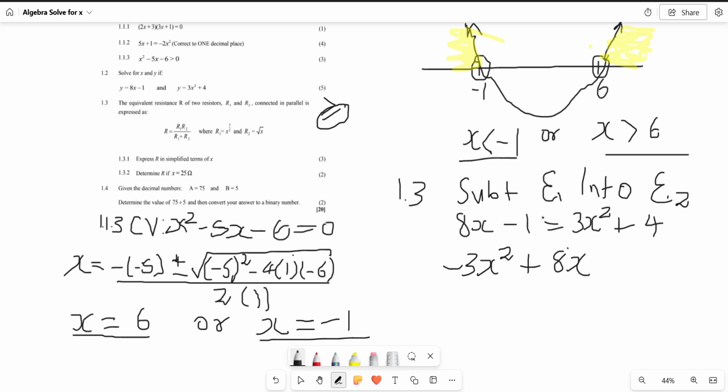C is the number. In this case, the number that we have on the left hand side is negative 1. On the right hand side, we have a positive 4. We need to transpose it to the left hand side. It has a positive sign, so when you transpose it to this side, it becomes minus 4. That is equal to 0. Now, negative 1 and negative 4 are like terms. Everything else we just write as it is. We have negative 3x squared plus 8x.